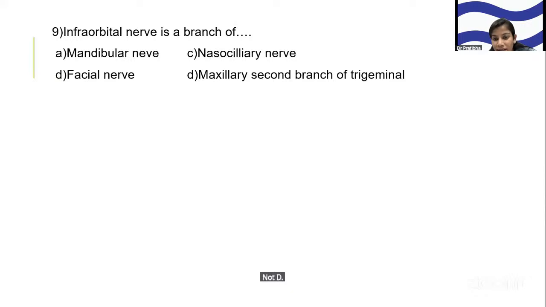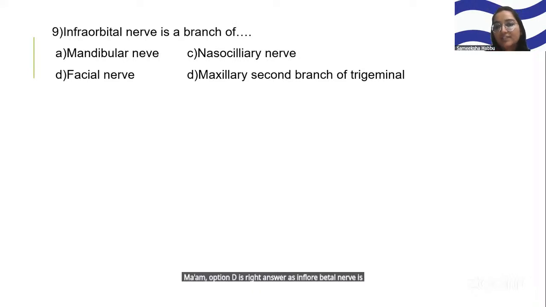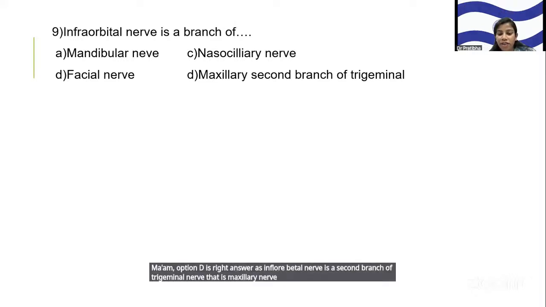We are getting mixed responses again between C and D. Let's see. D, D. A is also coming. Dr. Samiksha, kindly give the answer. Ma'am, option D is the right answer, as the infraorbital nerve is the second branch of the trigeminal nerve, that is the maxillary nerve. Option D is correct. We'll proceed to the next MCQ now.